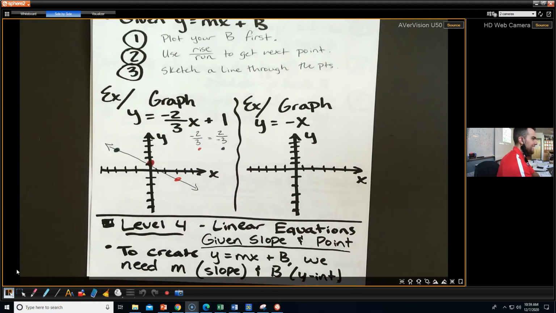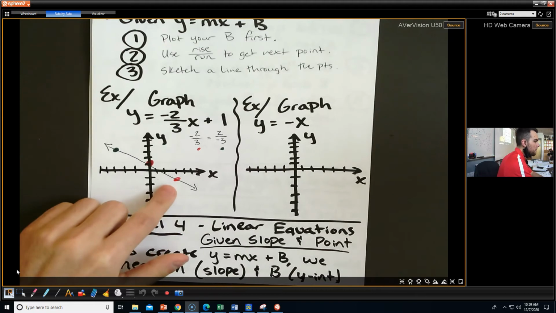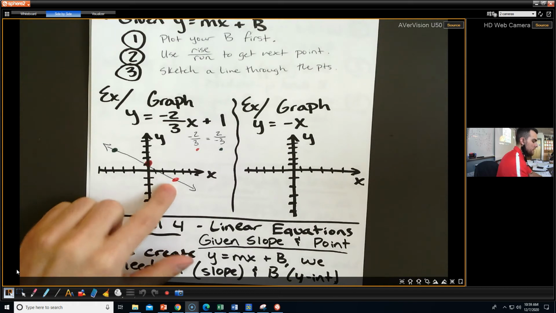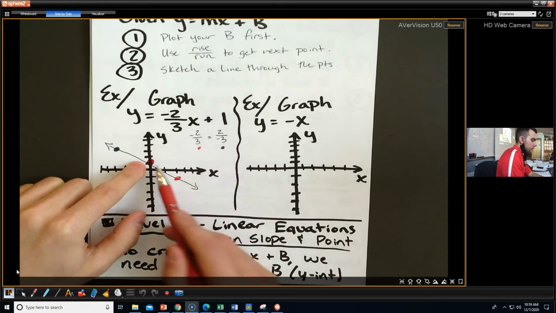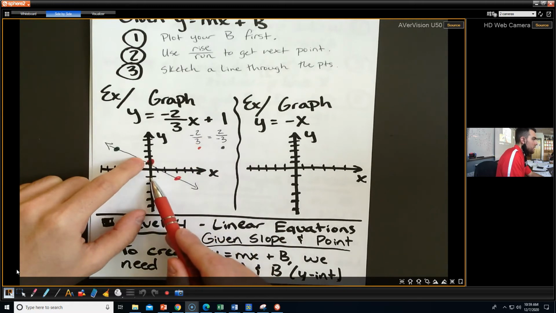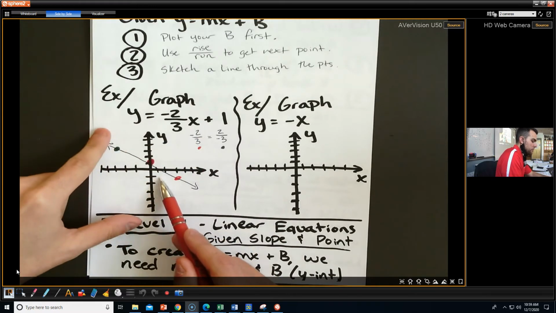Wait, what's up, Ethan? How did you get that first dot that you plotted? The -2/3? Like this one? Yeah, how'd you get that one? So starting from my B, my rise is -2, so I went down 2, and then my run was 3, so I went to the right 1, 2, 3.